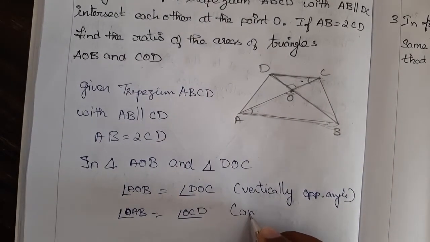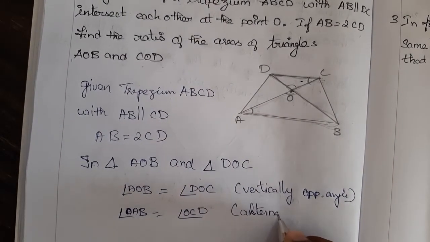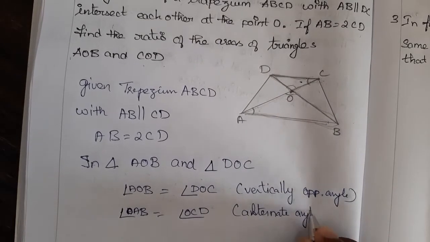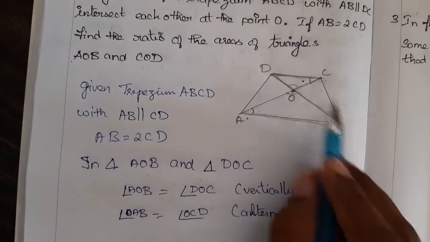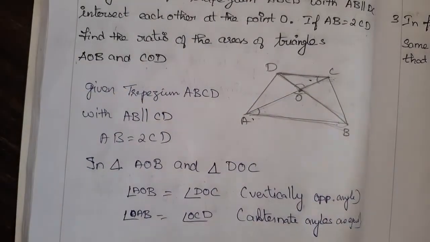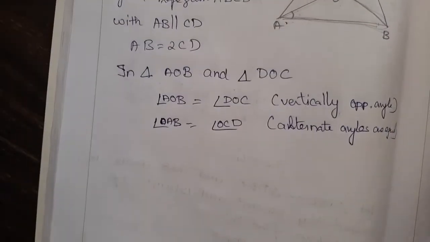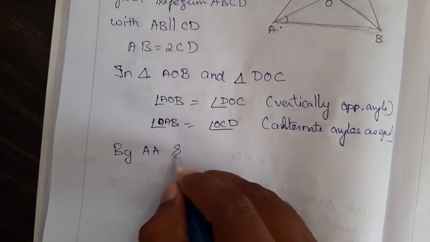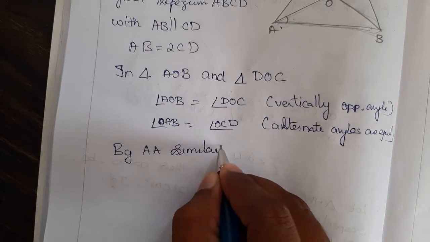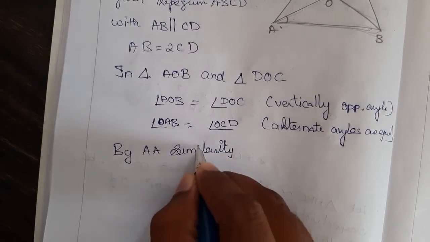Alternate angles are equal, and this we can say only if both lines are parallel. So the parallel sides we have to know from the given data. So by which criterion are they similar? By the AA similarity criterion.